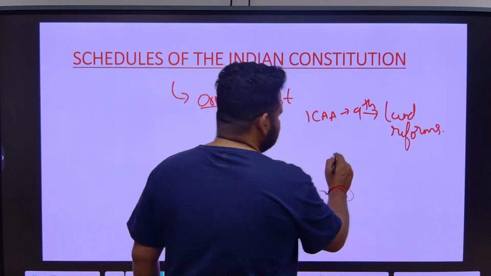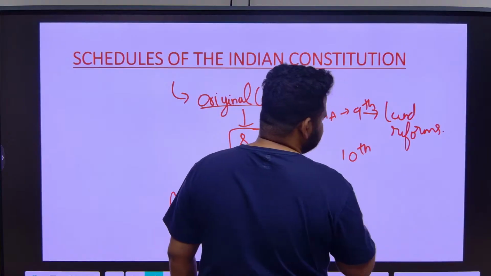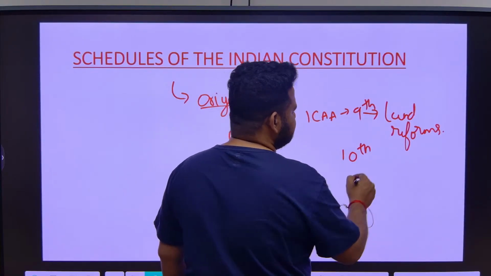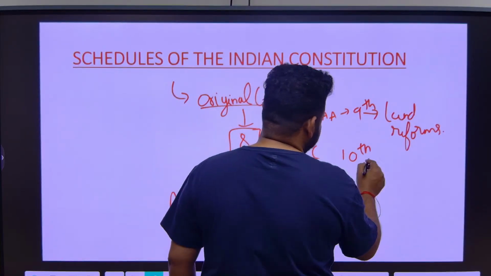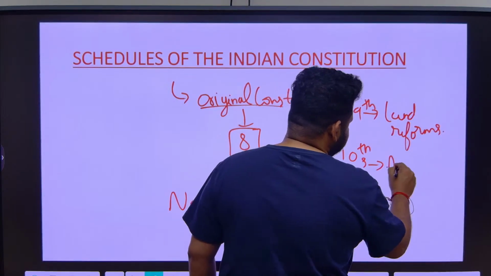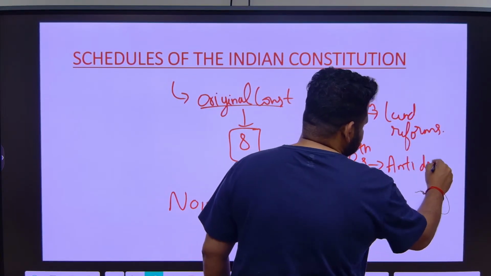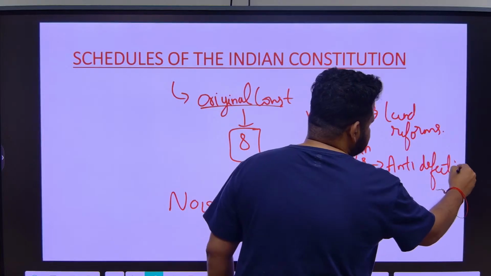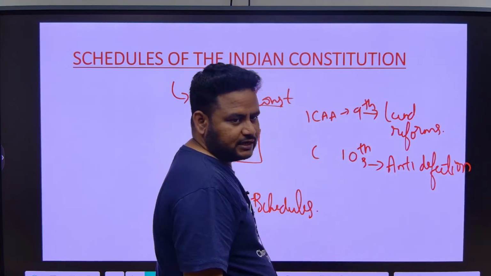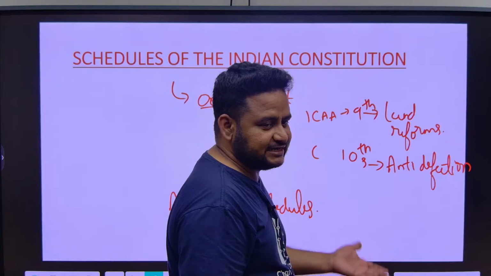Next is we have the 10th schedule. I think this is in the 52nd Amendment Act. This is also a constitutional amendment, the 10th schedule. It is talking about the anti-defection law. What is defection? I will tell you what is defection. Then you will understand what is anti-defection.